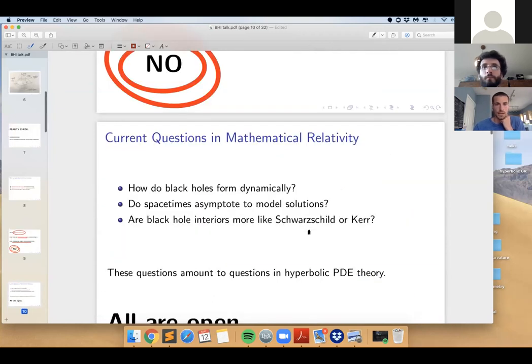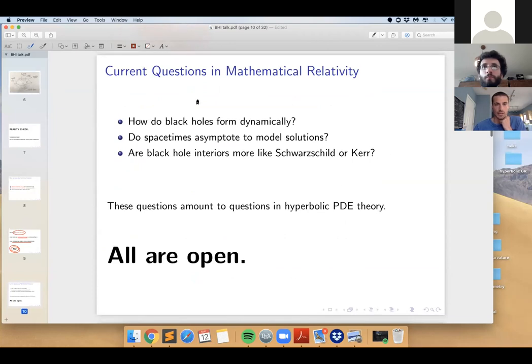Okay, current questions in mathematical relativity. So how do black holes form dynamically? I've already bored you to death with that one. Do they asymptote to model solutions? That is to say, when gravitational collapse starts happening, will the space-time progressively tend to something like a Schwarzschild or a Kerr solution?